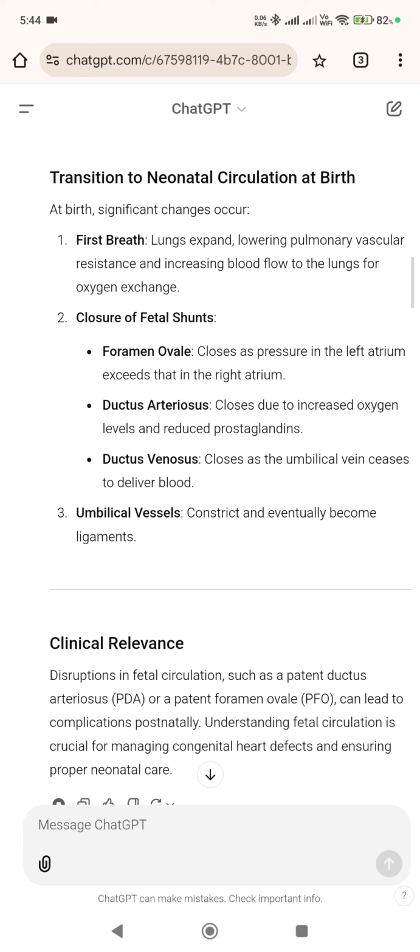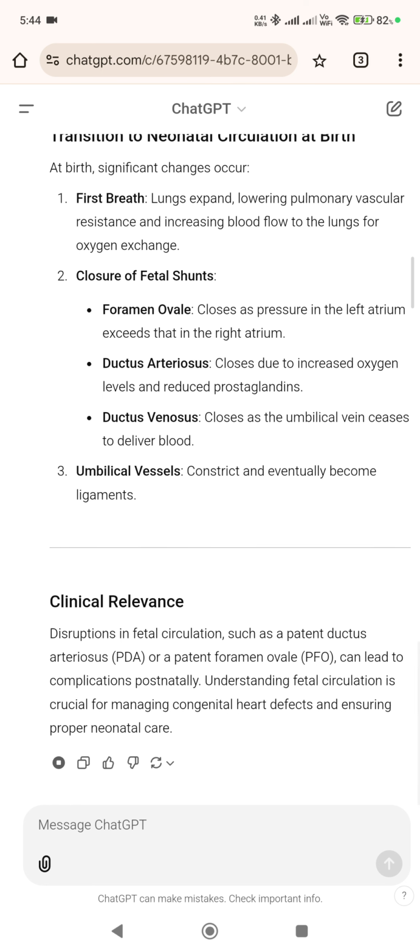The ductus arteriosus closes due to increased oxygen levels and reduced prostaglandins. The ductus venosus closes as the umbilical vein ceases to deliver blood. 3. Umbilical vessels constrict and eventually become ligaments.